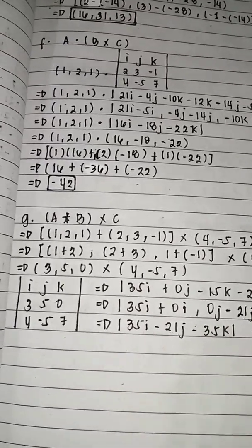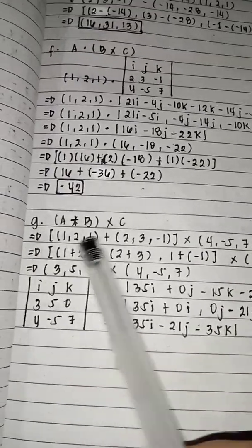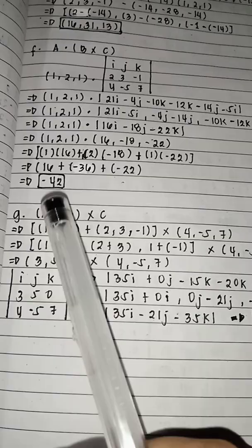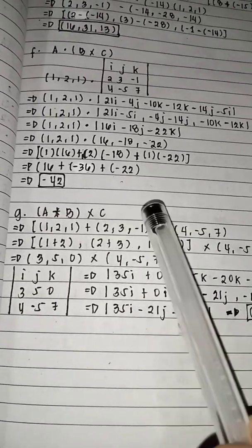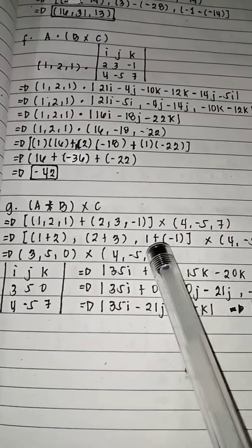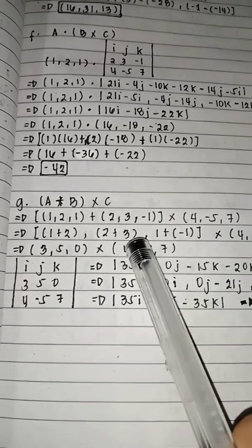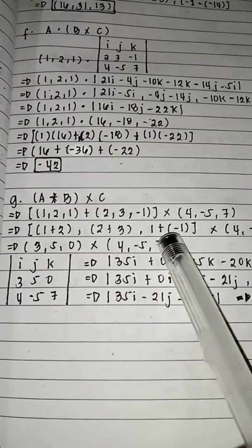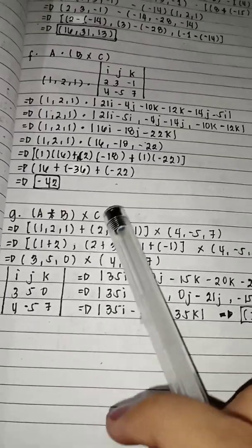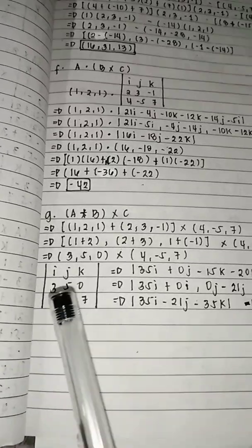So the value of A is 1, 2, 1, and the value of B is 2, 3, negative 1. First we will add the values of A and B. So 1 plus 2, 2 plus 3, and 1 plus negative 1. So 1 plus 2 is equal to 3, 2 plus 3 is equal to 5, 1 plus negative 1 is equal to 0. So now we will cross product it with the value of C, which is 4, negative 5, and 7.